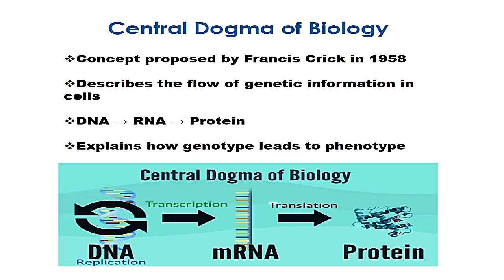This concept of the central dogma of biology was proposed by Francis Crick in 1958. Francis Crick was also involved in elucidating the double helical structure of DNA. The central dogma describes the flow of genetic information in cells from DNA to RNA, and RNA to protein. DNA is one language, RNA is another language, and protein is a third language. That is why the central dogma explains how genotype leads to phenotype. Based on that only we can create a gene map or genomic map.